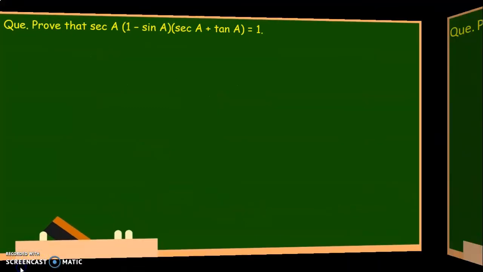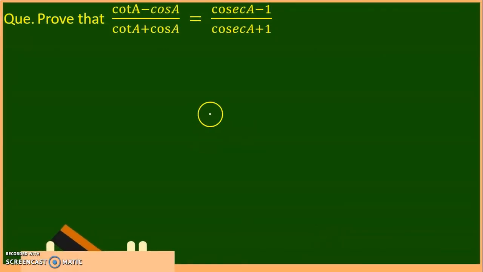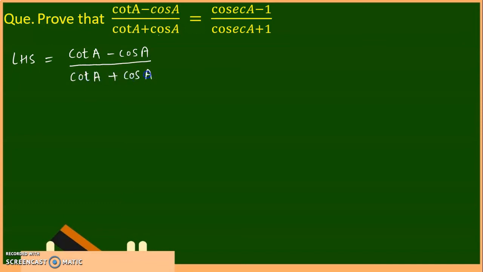Let's see the next question. Here we have to prove cot A minus cos A divided by cot A plus cos A is equal to cosec A minus 1 divided by cosec A plus 1. So let's start with left hand side. On the left hand side we have cot A minus cos A divided by cot A plus cos A.